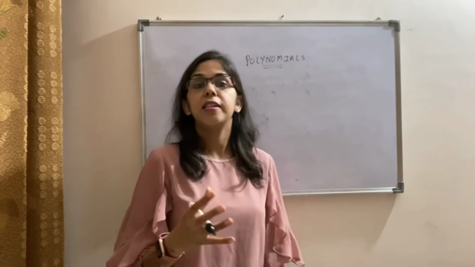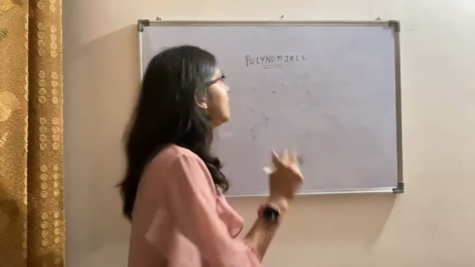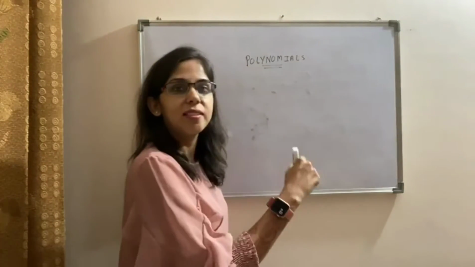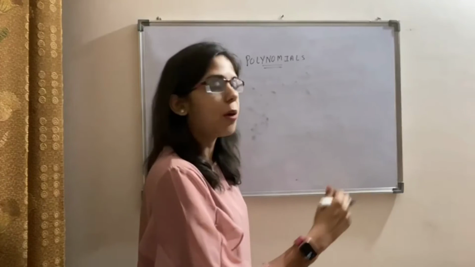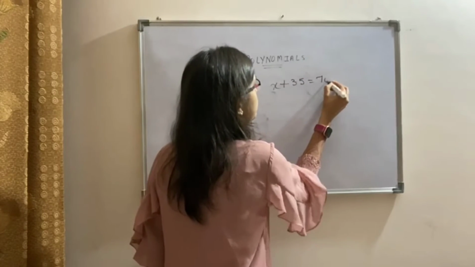You can categorize polynomials on the basis of number of terms also. How can we do that? Think about it. Yes, we can categorize polynomials on the basis of number of terms also. Like for example, the very first example, again I am considering it just to relate it with the topic, that is x plus 35 equals 70, right?